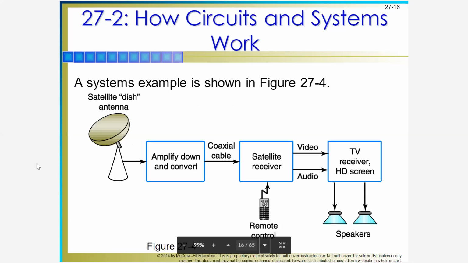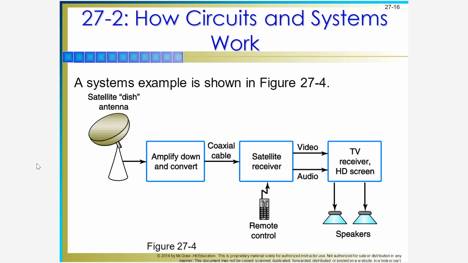Okay, this one is for communication. As you can see in a system example, we have a satellite dish antenna. This antenna is also a parabolic antenna. It will amplify and down convert. Then, how will this satellite dish be connected to the satellite receiver? Through wire communication. This wire communication is an example of coaxial cable. Coaxial cable, as you can see, you are familiar with that. It is the cable we use between the antenna and television to receive the signal.